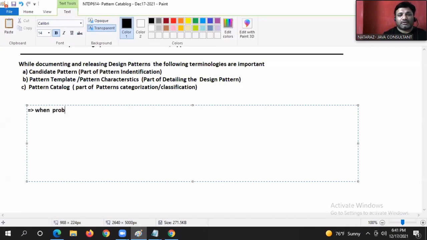When a best solution is found for the reoccurring problem.